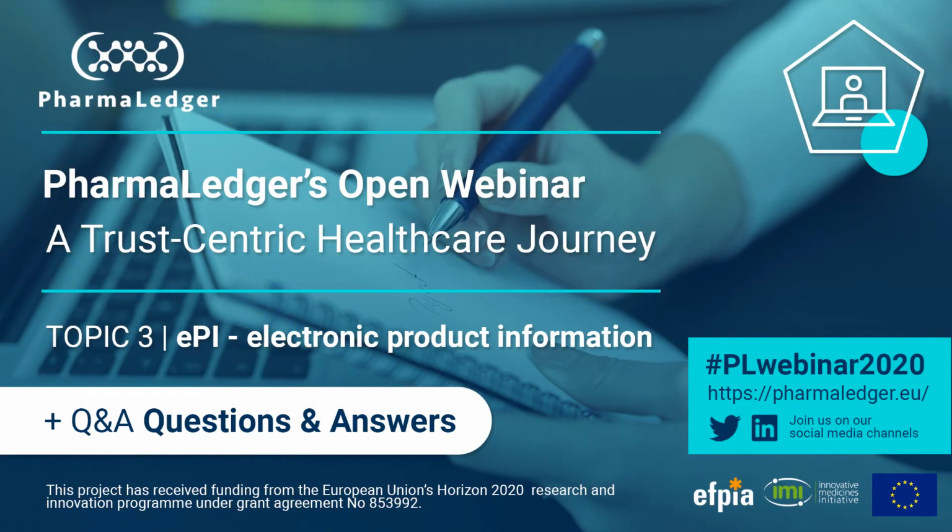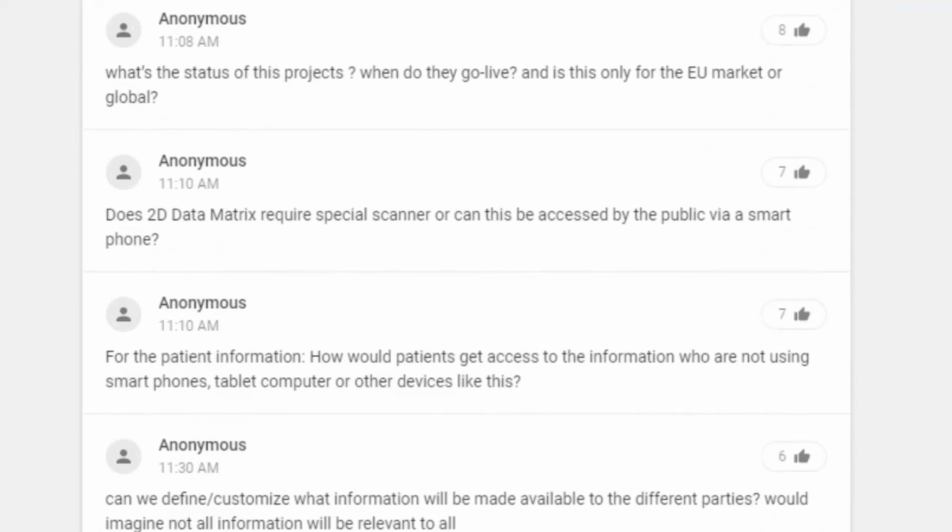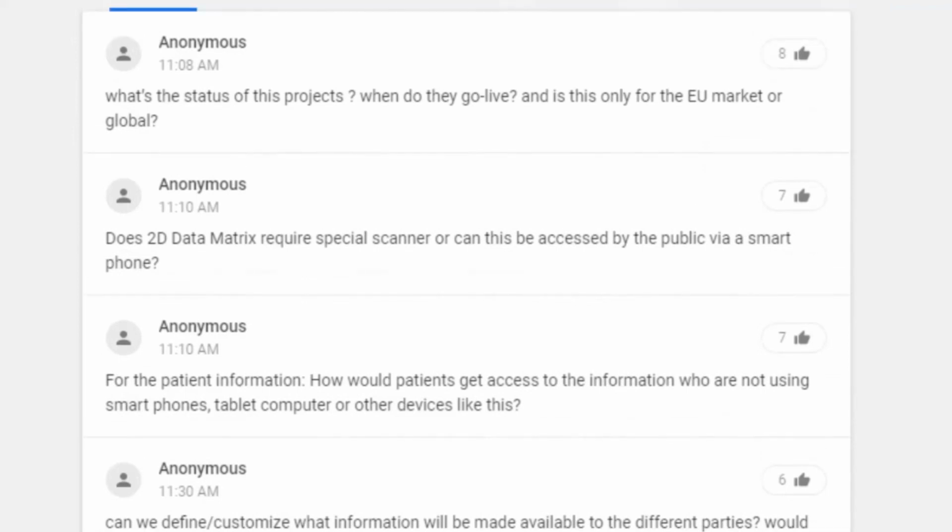Super. Okay. Can we define and customize what information will be made available to different parties? I would imagine that not all information will be relevant to all people. I guess that's for you two again. Is this directly for EPI? Yes, I think this was related to EPI.